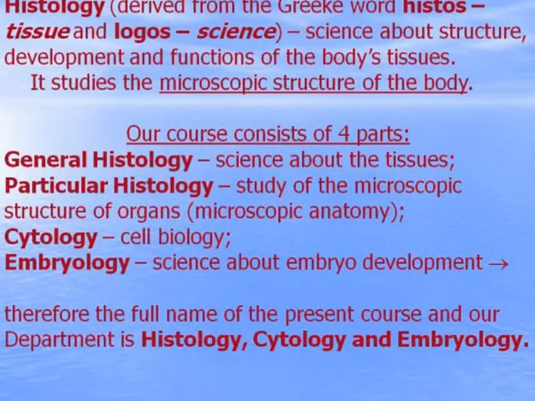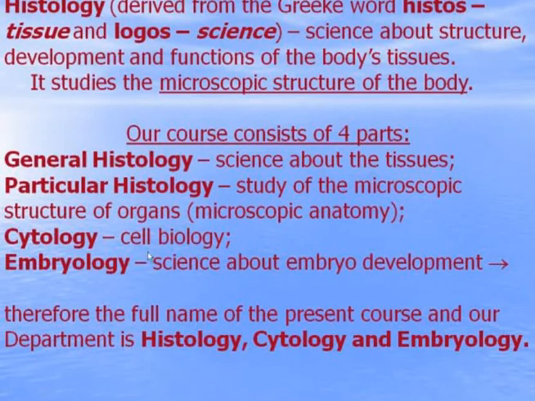Our course consists of 4 parts: general histology, science about the tissues; particular histology, study of the microscopic structure of organs, microscopic anatomy; cytology, or cell biology; and embryology, science about embryo development. That was the full name of the present course, and our department is histology, cytology, and embryology.